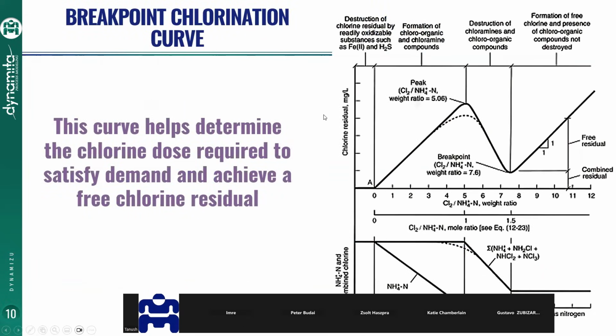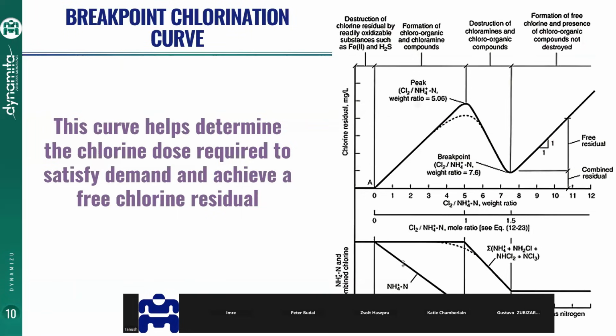So this brings us to doing our first application. We are going to recreate the breakpoint chlorination curve. Now this curve helps us determine the chlorine dose required to satisfy the demand and achieve the free chlorine residual for pathogen removal, right, for disinfection. What you see here on the x-axis is the chlorine to ammonia ratio. As the chlorine dose increases, the total chlorine is increasing, and then it decreases, and when it rises back again, this is the free residual chlorine we are looking to have in our disinfection for proper disinfection.